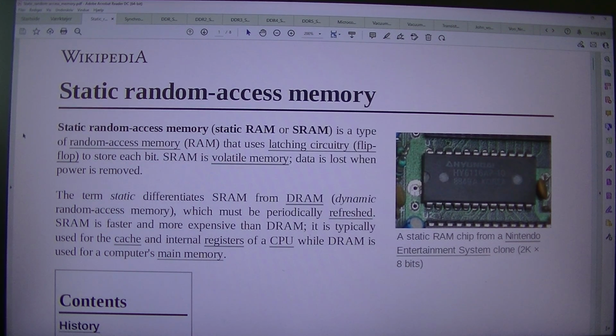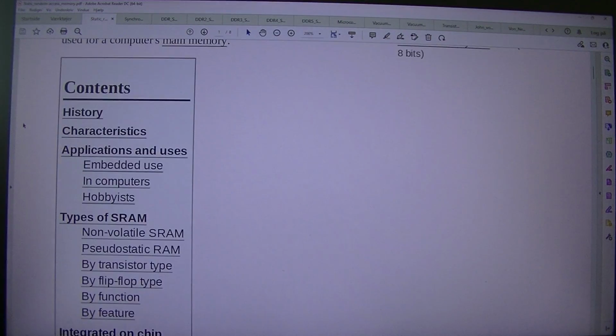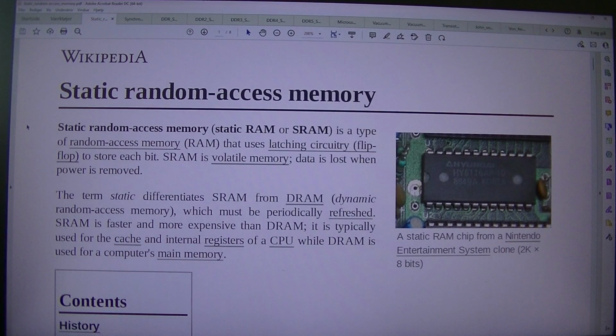Static Random Access Memory. A static RAM chip from a Nintendo Entertainment System clone. 2K by 8 bits. Static Random Access Memory, static RAM or SRAM, is a type of random access memory, RAM, that uses latching circuitry, flip-flop, to store each bit. SRAM is volatile memory. Data is lost when power is removed. The term static differentiates SRAM from DRAM, dynamic random access memory, which must be periodically refreshed. SRAM is faster and more expensive than DRAM.